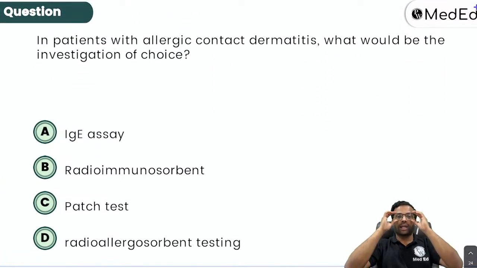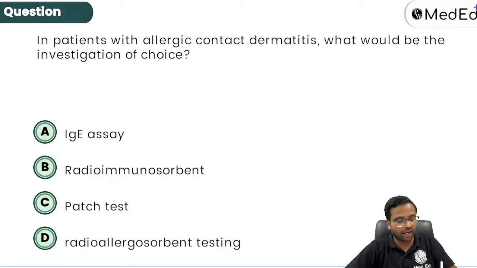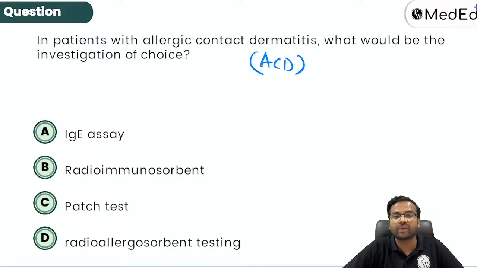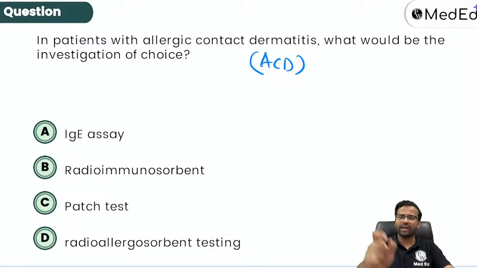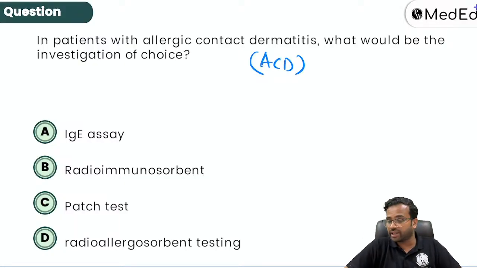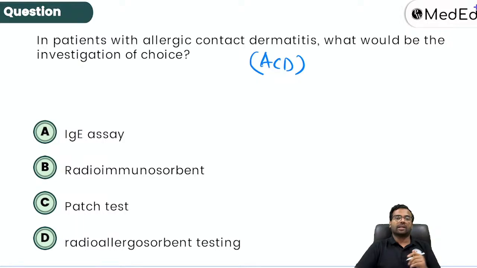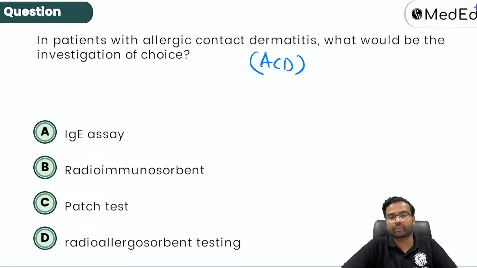In patients with allergic contact dermatitis, ACD, what would be the investigation of choice? See, very direct questions have been asked in NEET PG exams. So what is the investigation of choice in ACD, contact dermatitis? Is it IgE radioimmunosorbent testing, patch testing, or radioallergosorbent testing? Yes, all of you are answering it again, right? This is going to be a patch test.